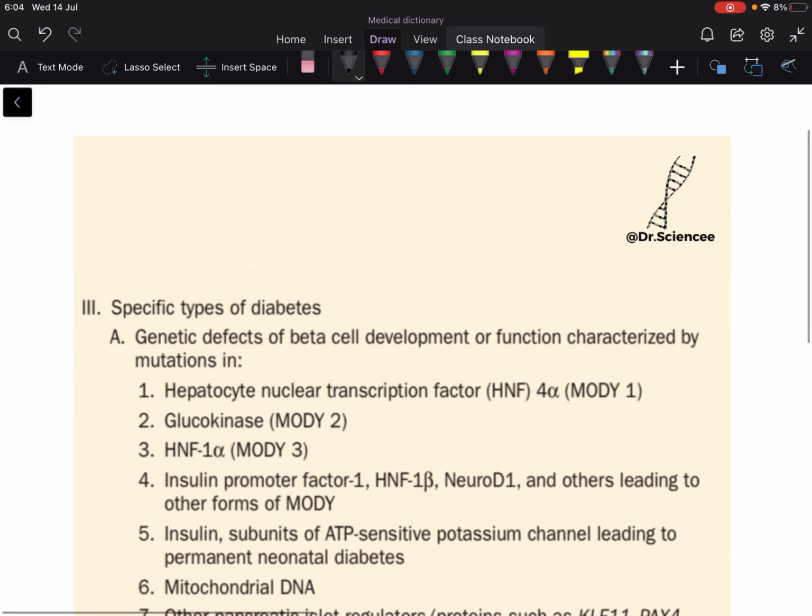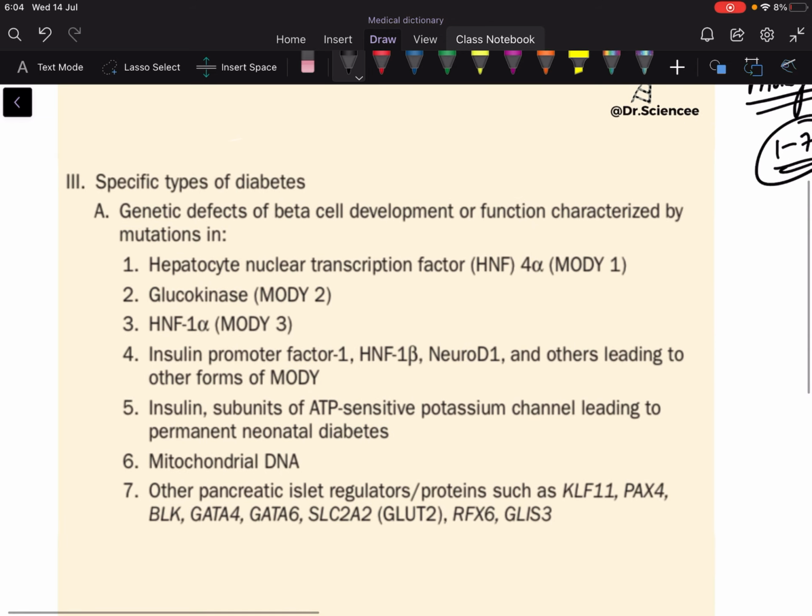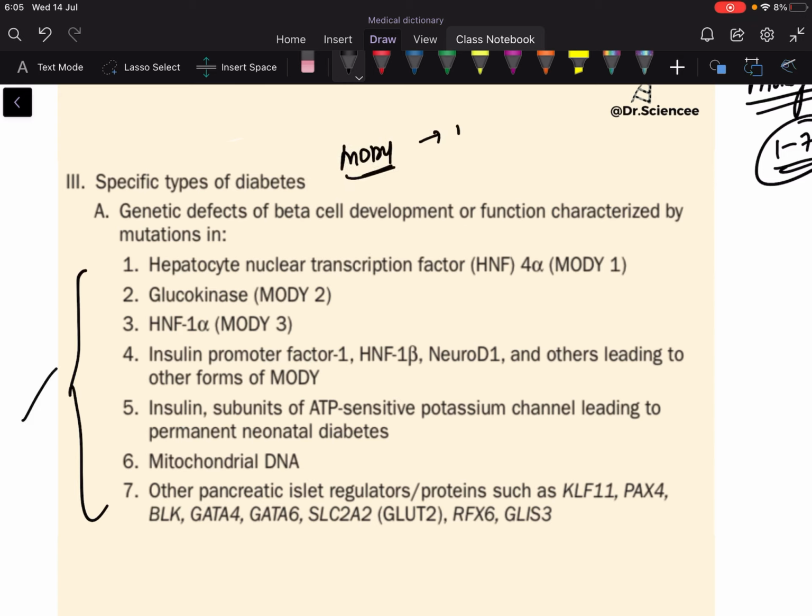So today we are going to talk about maturity onset diabetes of the young, or MODY. This is a type of monogenic diabetes which is mentioned in your internal medicine textbook, and it is divided into 1 to 7 types. As you can see here, there is a complex table involving all the types of MODY.